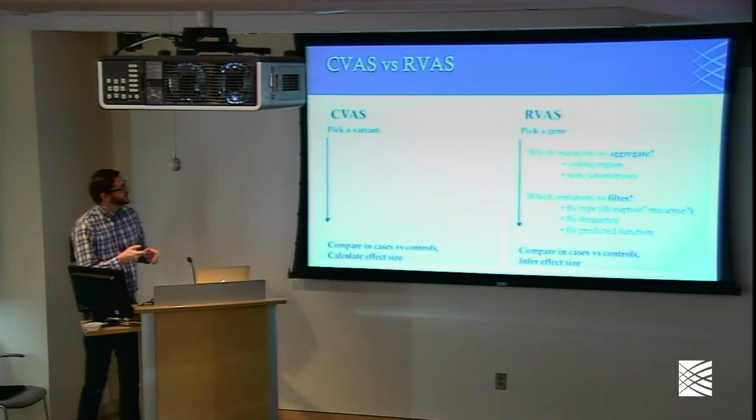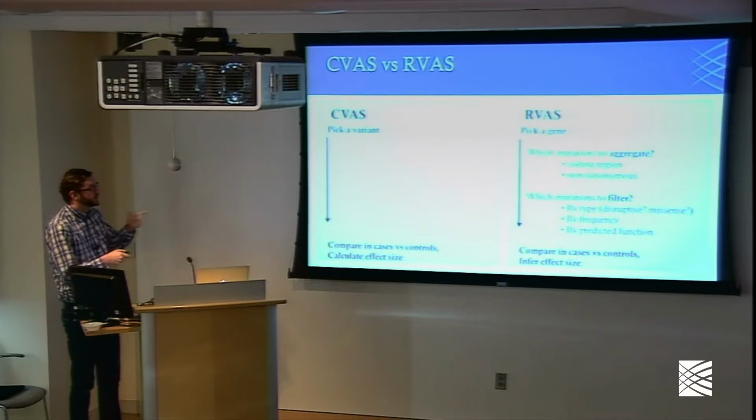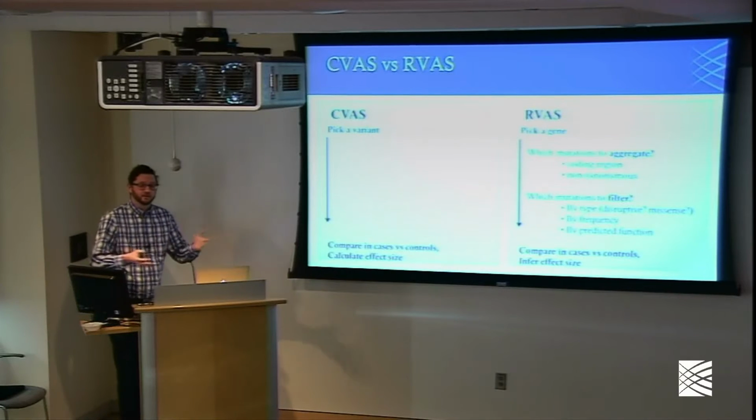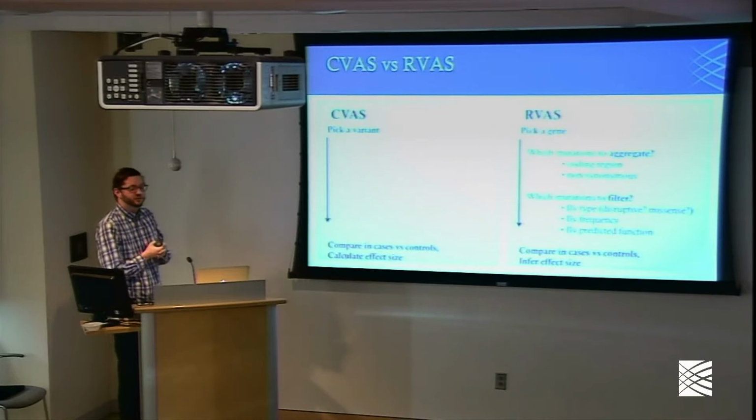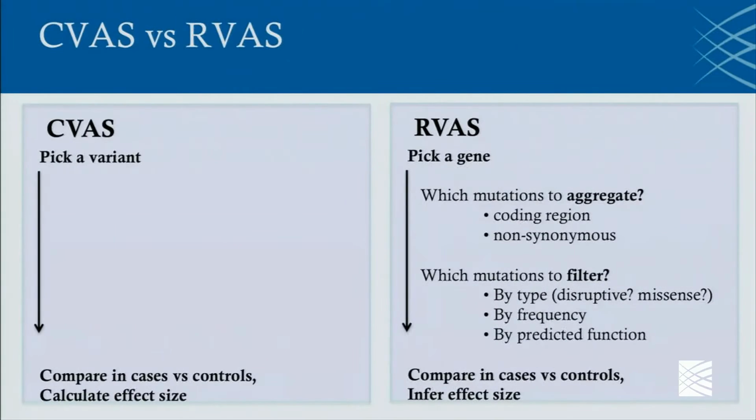Okay, so let's think about CVAS versus RVAS. Well, with CVAS, it's all very straightforward. You simply pick a variant, pick a SNP, copy number variant, it doesn't matter, whatever. Choose your variant that's common enough in your sample to test, and then you just simply compare the rate of that in cases versus the rate of that in controls. It's a very straightforward study design, really, really intuitive.